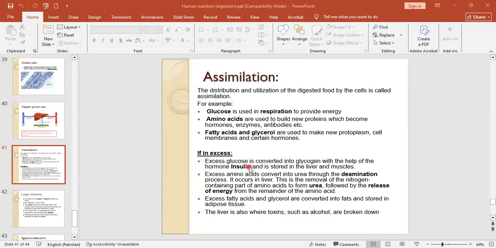Okay. Now, if they are in excess, what would happen? If the glucose is in excess, it will convert it into the glycogen. Remember, the liver was doing this with the help of a hormone known as insulin. Insulin is the hormone which converts the glucose into glycogen. So when there is a problem in the insulin and your body is not able to convert glucose into glycogen, it's not able to store it, which problem will the person start to suffer from?